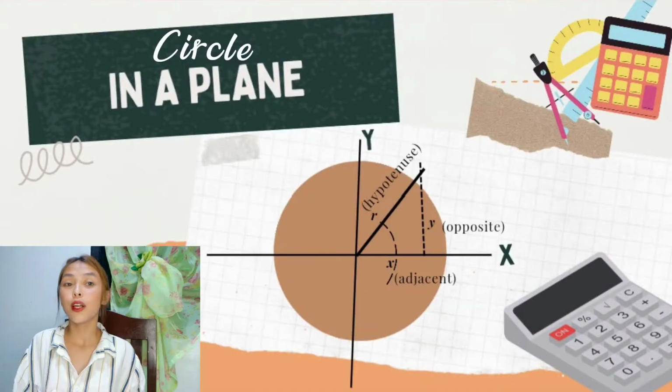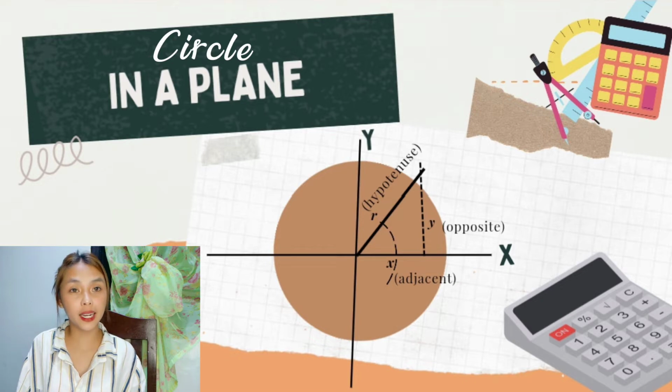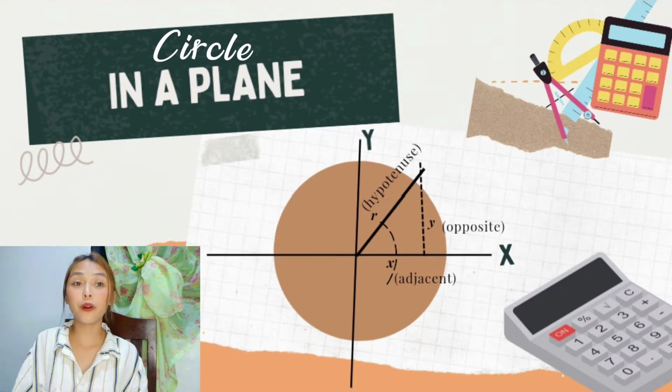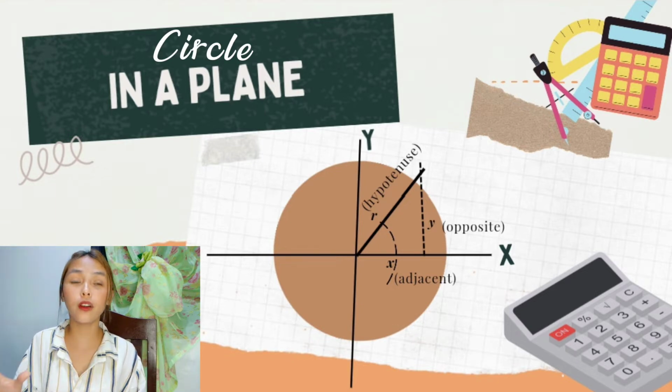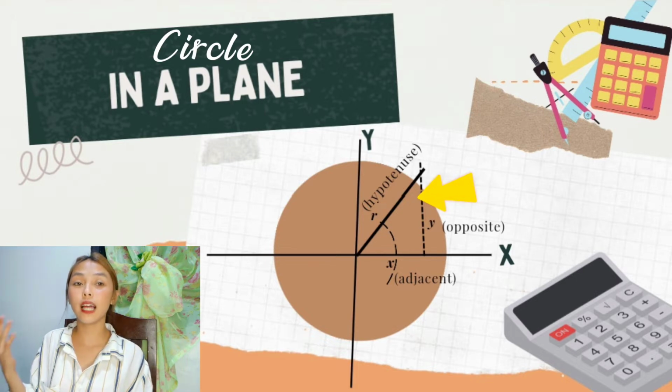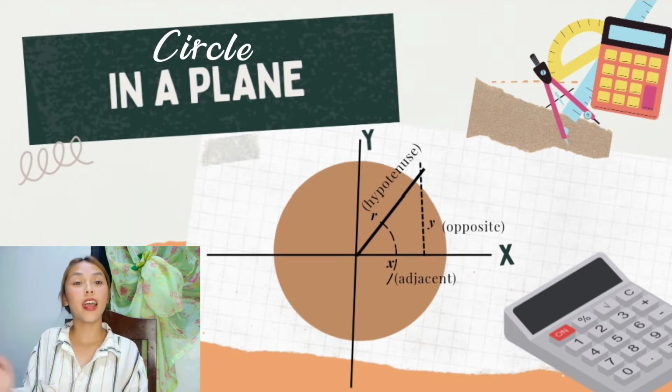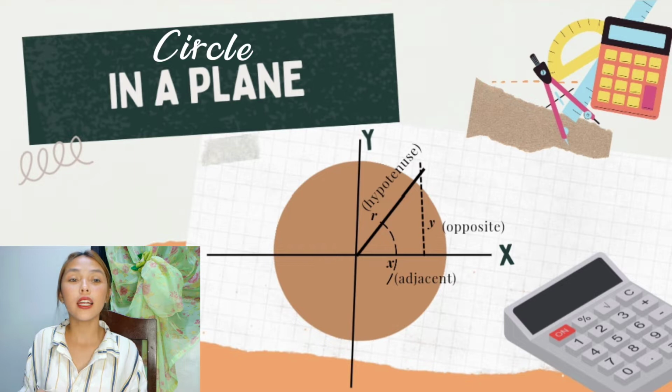And for today's lesson, we are going to talk about the 6 circular functions. So we have this circle in a plane, and the center is at the origin. From the center to any point of the circle is called the radius. So if we draw a line perpendicular to this x-axis, we have this triangle x, y, and r. And the angle of this triangle is always with this x-axis.